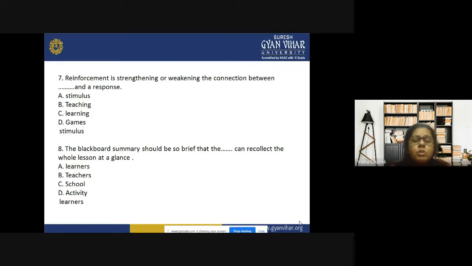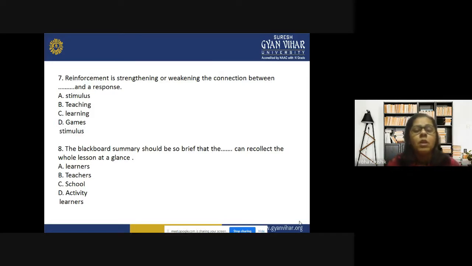The Blackboard summary should be so brief that the learners can recollect the whole lesson at a glance. The Blackboard summary that will be written by the teacher should be brief, so that the learner can recollect the lesson at a glance. He will look at the blackboard summary and he will be able to find out that this has to be done in that particular area or field.